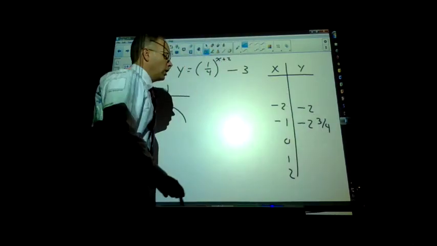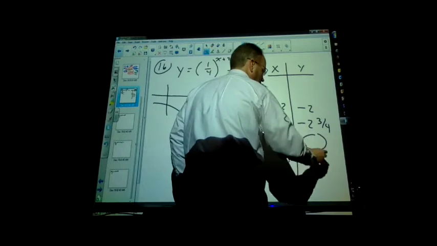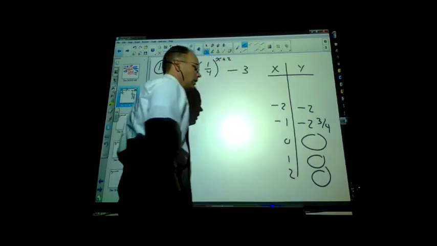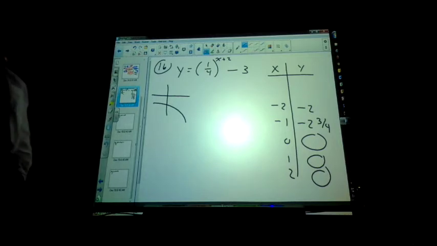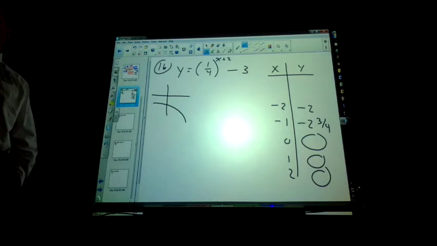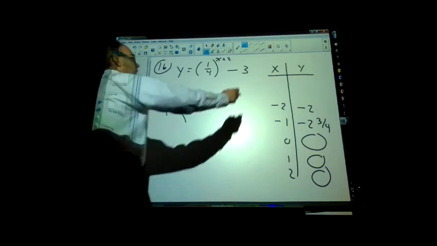I'm not quite sure how much these are going to start helping me out with this fraction. Not sure how much, because if I plug 0 in, I get 1/4 to the second. 1/4 to the second is 1/16. 1/16 minus 3 is -2 15/16. So that's not really helping me all too much on the graph. So let's start looking the other way.